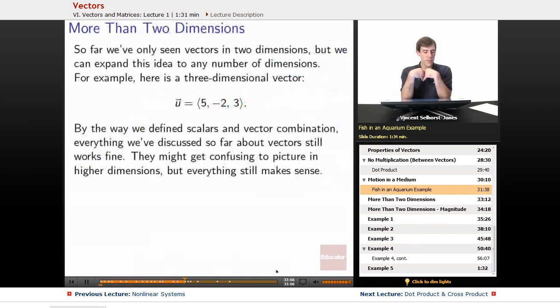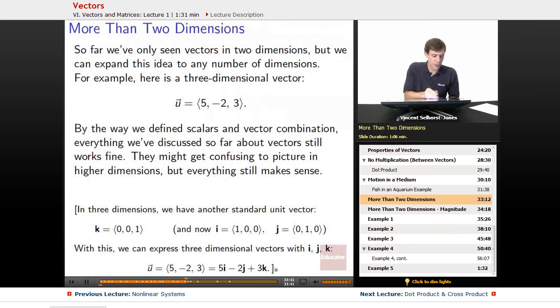All right. We can also talk about more than two dimensions. At this point, we've only seen vectors in two dimensions, but we can expand this idea to any number of dimensions we want. For example, a three-dimensional vector could be (5, -2, 3). No problem, we just keep putting in more components. By the way we define scalars and vector combination, everything we've discussed so far about vectors still works just fine. They might get a little confusing to picture in our head in higher dimensions. It's hard to picture higher than 3 dimensions because we're used to living in a 3-dimensional world, but it still makes sense in terms of the algebra of what's going on, and that's great.